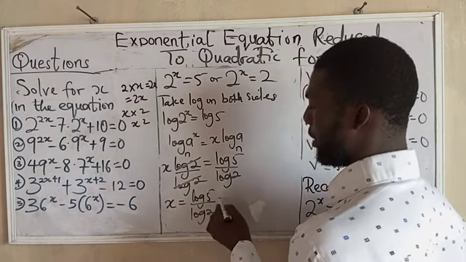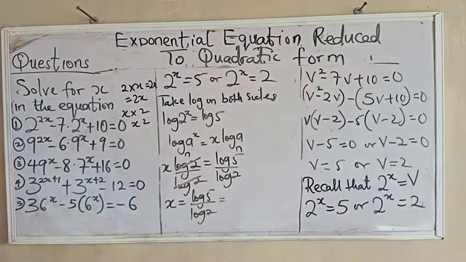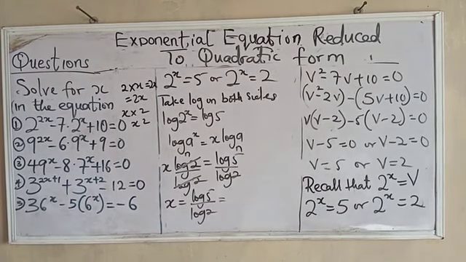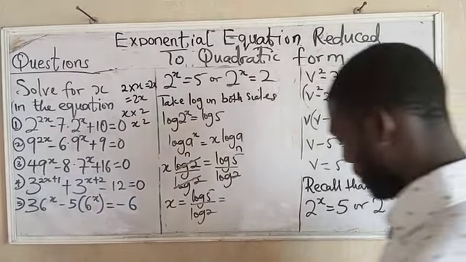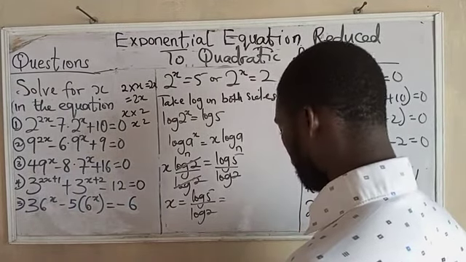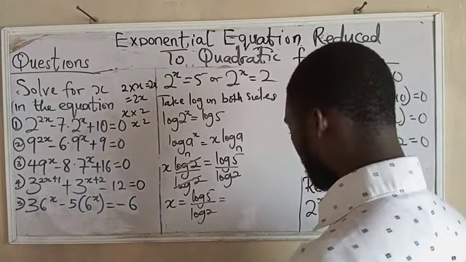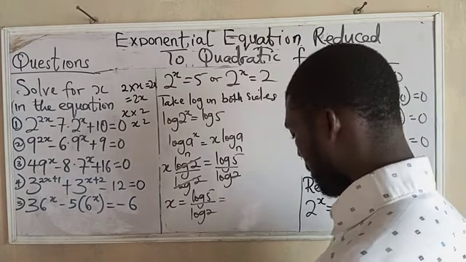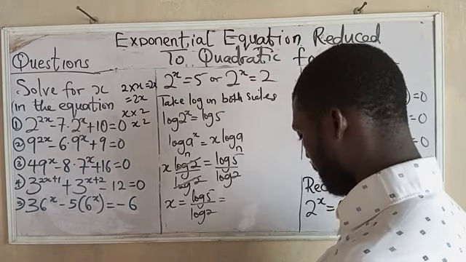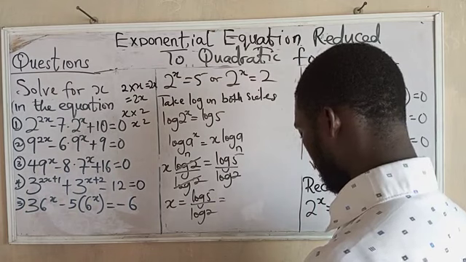Then the next thing we have to do is to find the log 5. So we are going to find log 5.